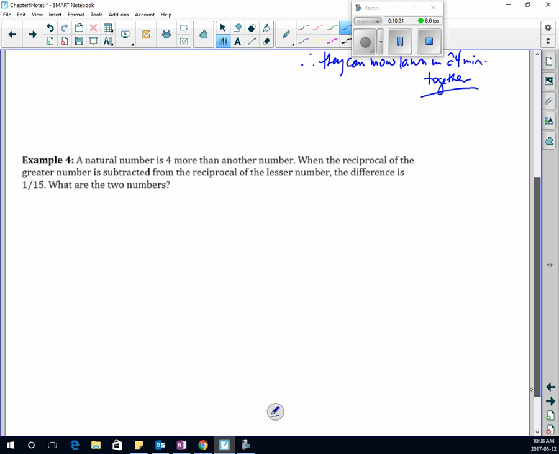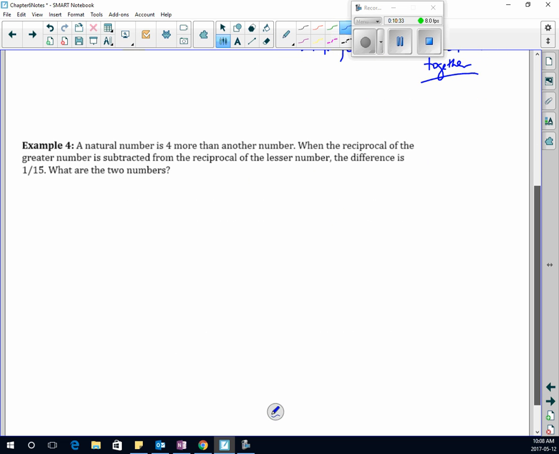Again, make sure you have units there. Okay, a natural number is 4 more than another number. First off, do you know what a natural number is? Natural numbers are counting numbers, so they start with 1. So 1, 2, 3, 4, that list.